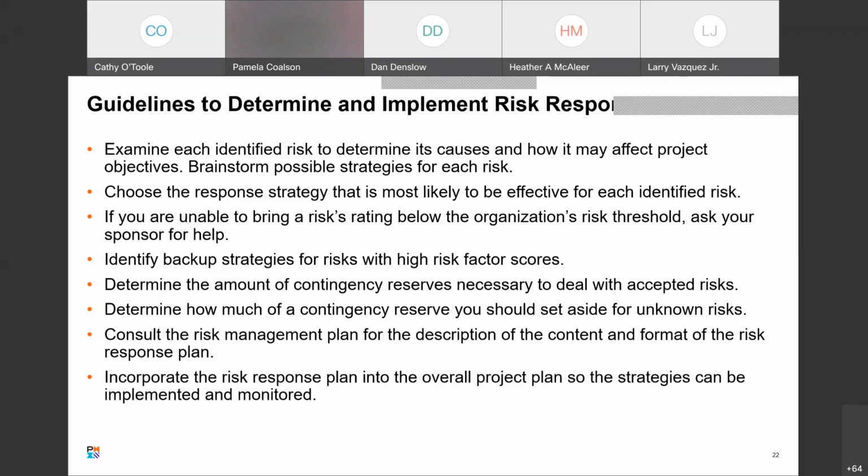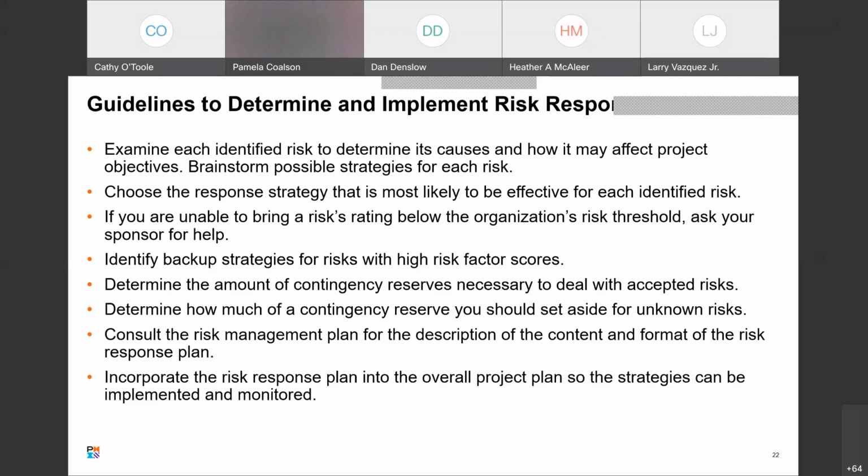Sometimes we get customers who are sponsors of our projects who are very far removed from the daily goings-on of your project, but yet they can see the bigger picture. So it's sometimes helpful to go back to them and say, hey, this risk is over your threshold of $100,000. What do you want me to do? And put it back on them. Identify backup strategies for risks with high risk factor scores. So high risk for probability it's going to happen, and it is a high impact to the business.